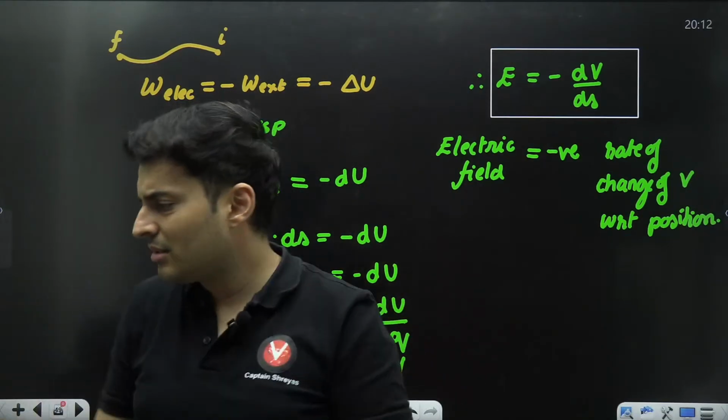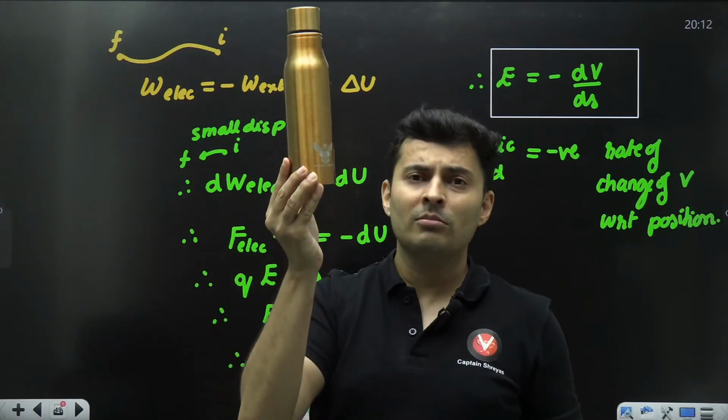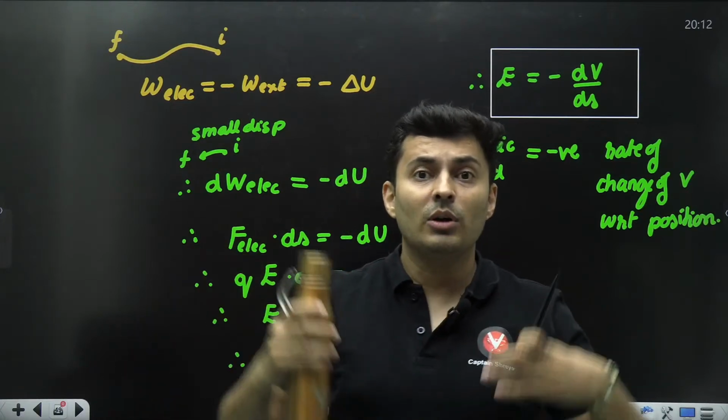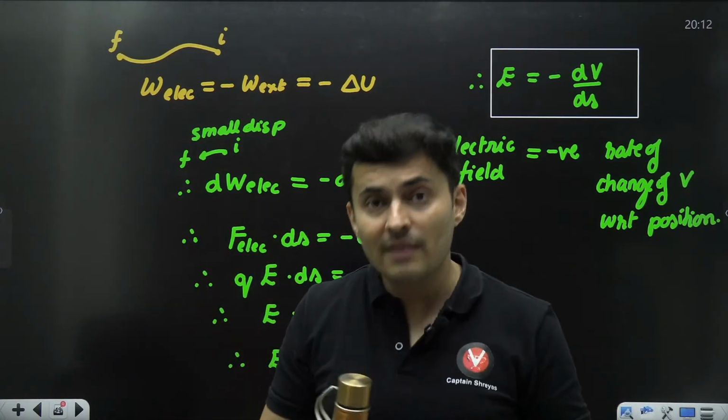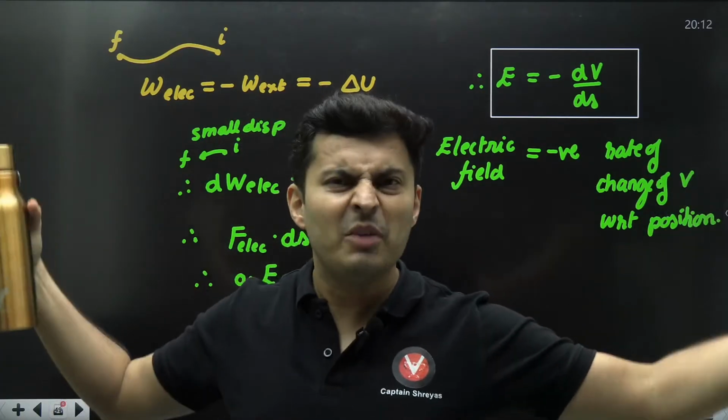That makes sense. If I have this bottle, it does not want to stay on the top. If I leave it, it falls down. It wants to decrease its energy. It wants to decrease its potential. Same way, even a charge never wants to have very high potential.